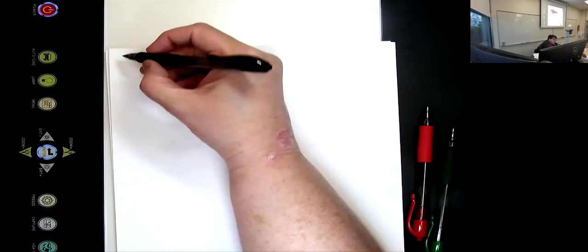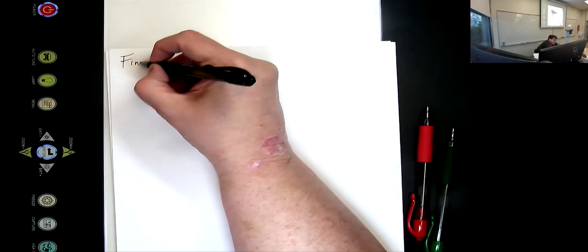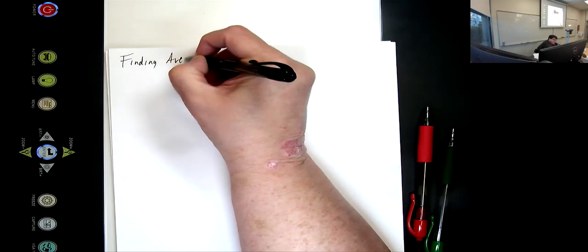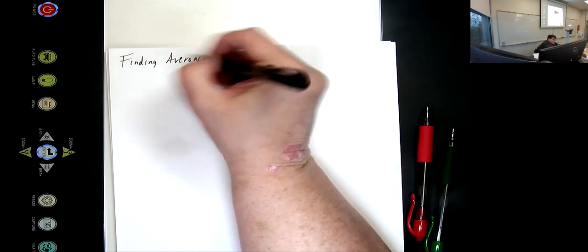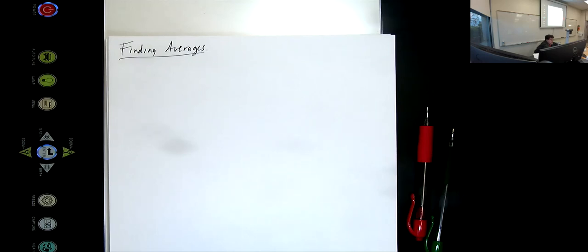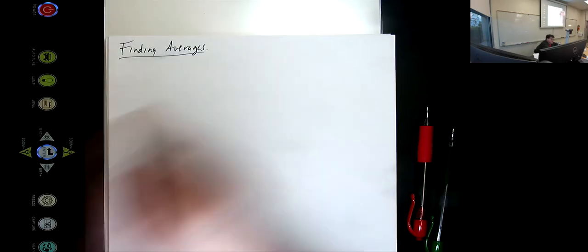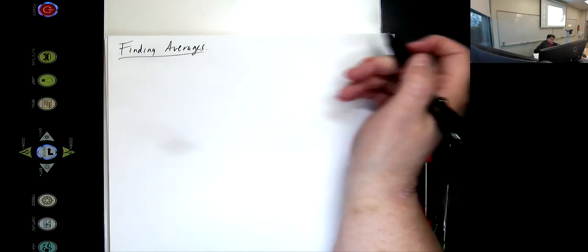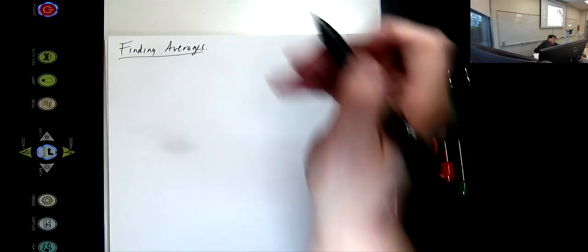All right, something you use these for, finding averages. Where might you care about this? Finding your average test score. GPA is a little bit different. GPA is a weighted average. Maybe I'll do that when we cover the stats thing in a couple weeks.